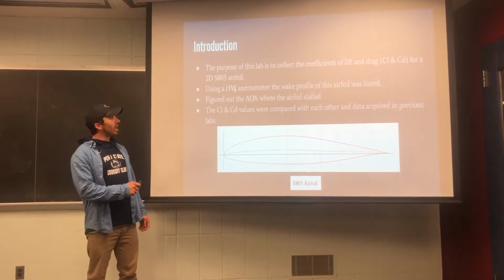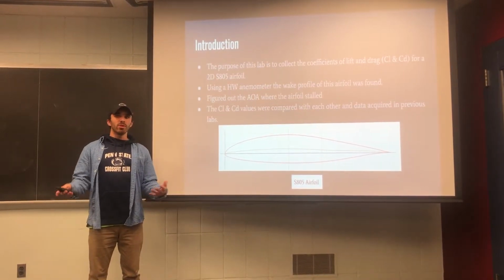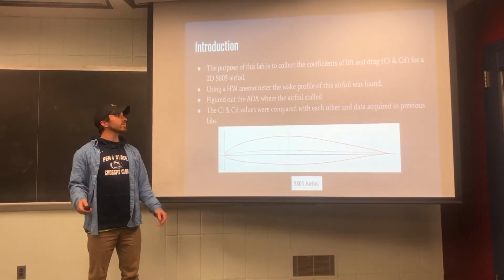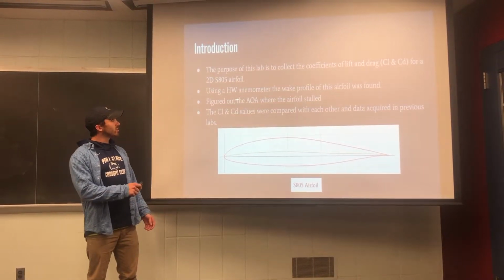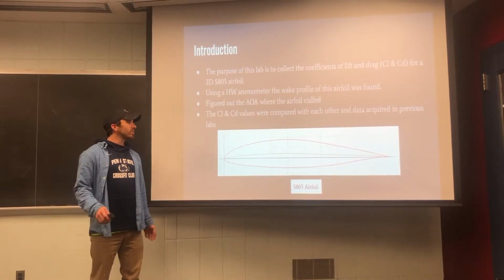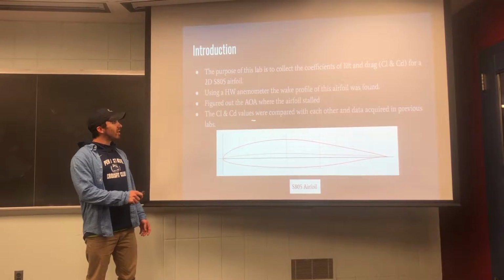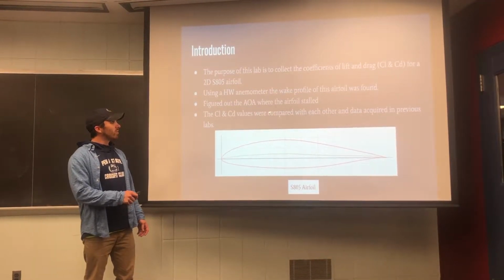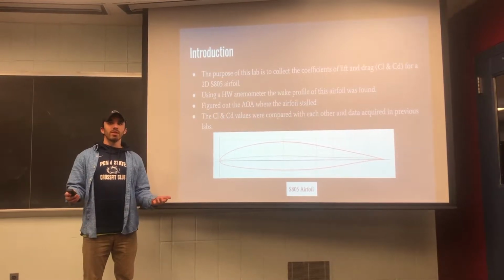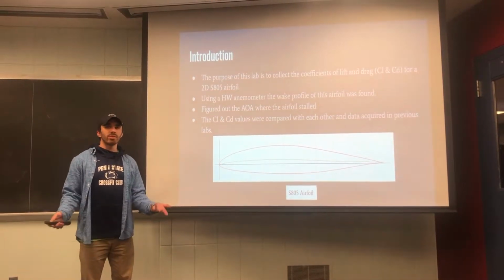To do that, we use a hot wire anemometer that we used in Lab 2. We use the same calibration factors and the same results that we got from Lab 2 to help us out in this lab to get the wake profile. We also want to find out what angle of attack the airfoil stalled at, and that will be discussed in the next slide or so. And also the CL and CD values that we calculated were compared with other data in previous labs and also NREL data that was given in class to make sure we're on the same track and we're not going off the rails.